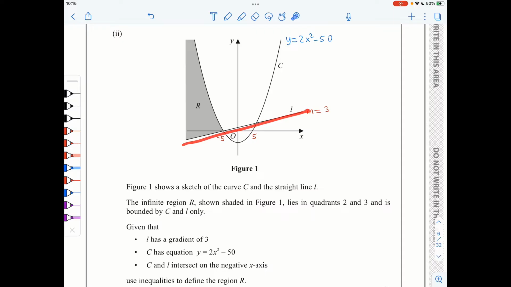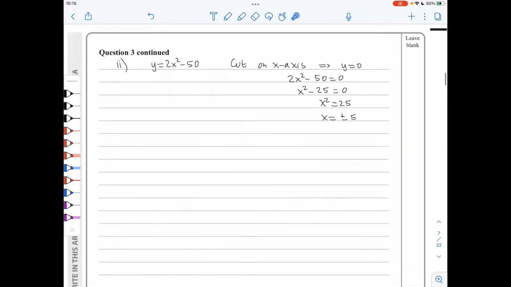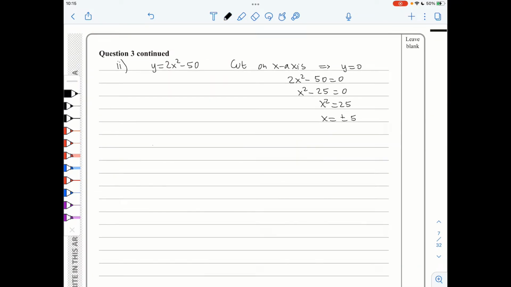So for the straight line L, I know that it passes through the point minus 5, 0 and has a gradient of 3. So I could actually come up with its equation. So this is what we know: gradient of 3 and passing through negative 5, 0.